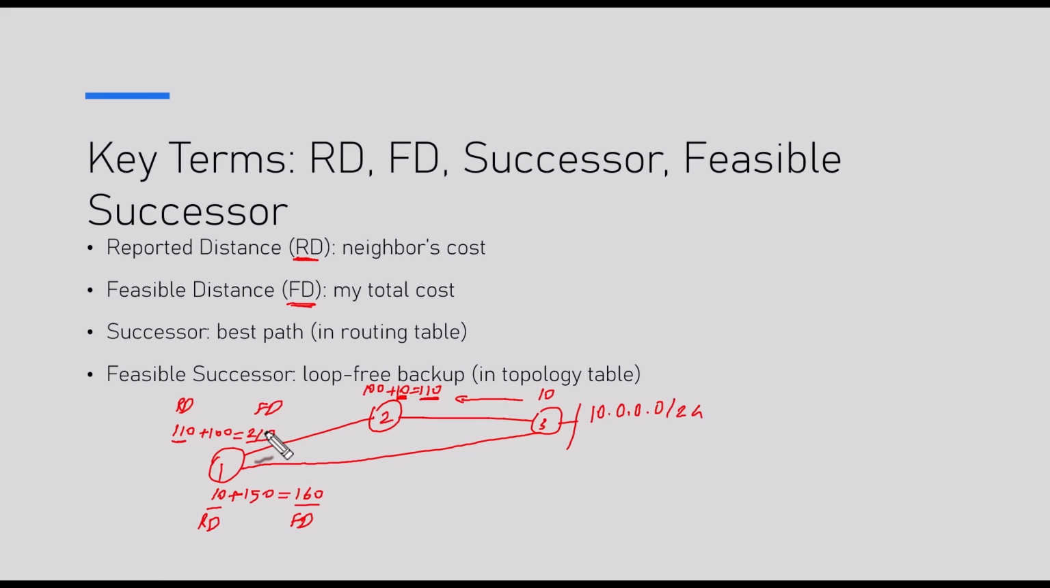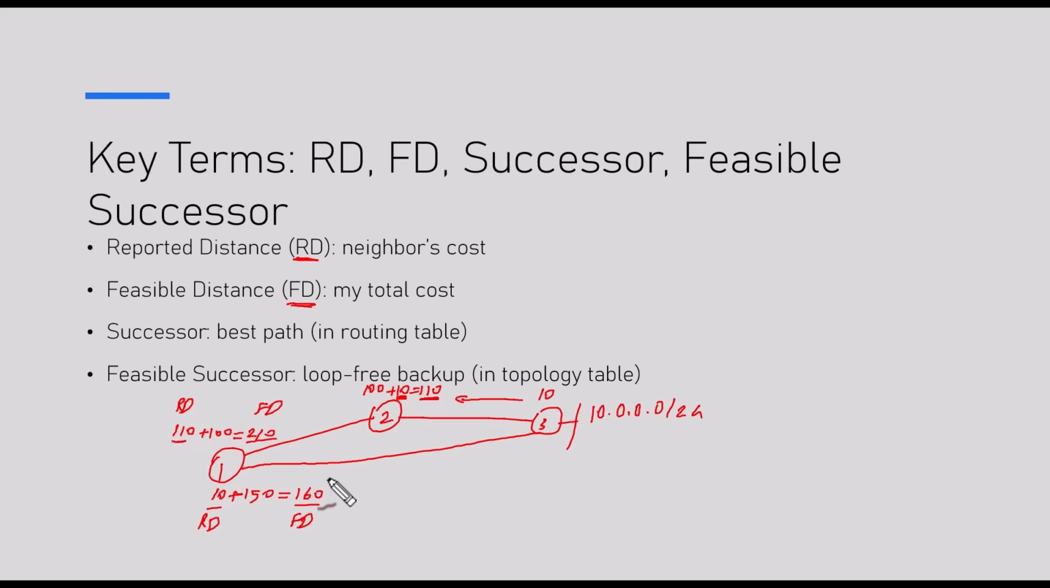I have a feasible distance of 210 up here, with a reported distance of 110, which means that I have something here which is less than this feasible distance. So I can keep it in my topology table, of course, and not in the routing table, because I'm just going to install this one in my routing table. So the reported distance is less than my feasible distance towards the destination. Also, I can say that my feasible distance is more than the reported distance, actually. So here 160 is more than 110.